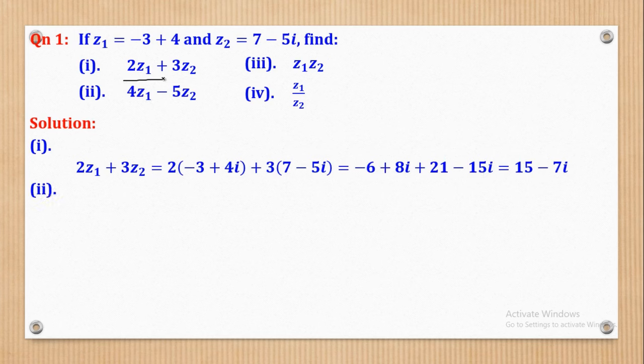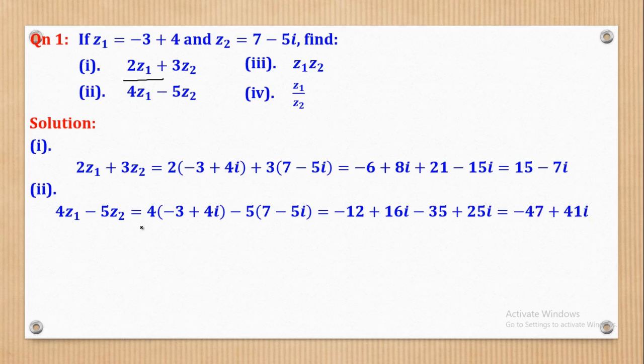Now let's go to Roman 2. Roman 2, it is subtraction, so still do the same. First multiply the constant through the complex number to give you this part. Then also this constant through this to give you this. Now remember there's a negative here, so negative and this gives you negative, then negative and this negative gives you a positive here. Then from there we collect like terms. Negative 12 minus 35 gives you negative 47. Then positive 16i plus 25i gives you 41i, and that's what they wanted.